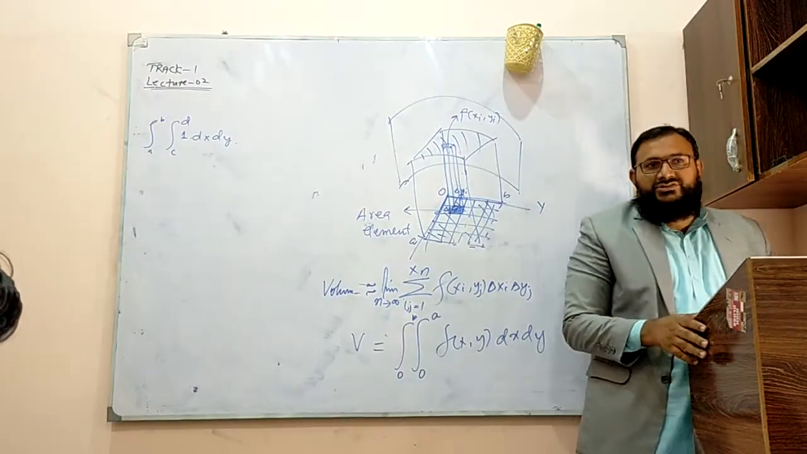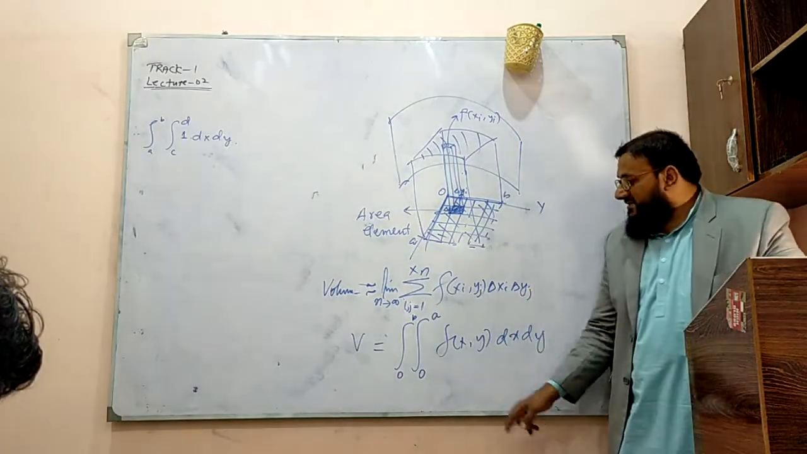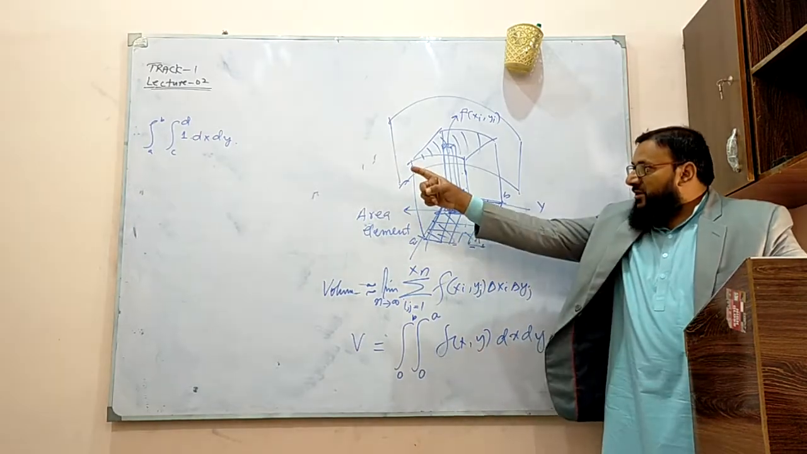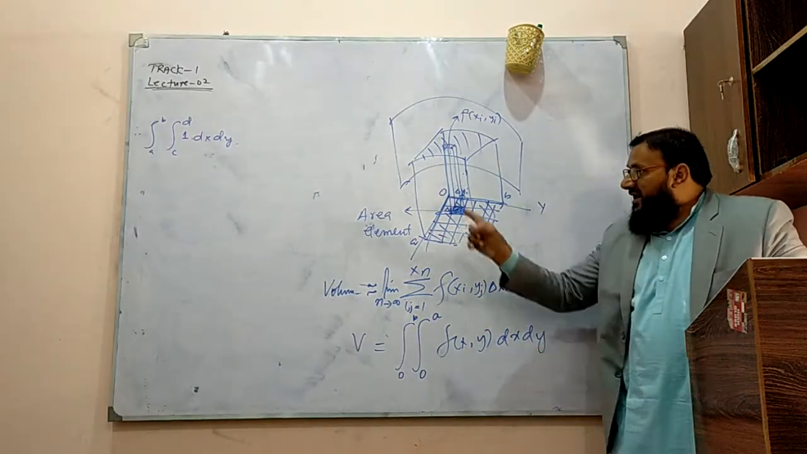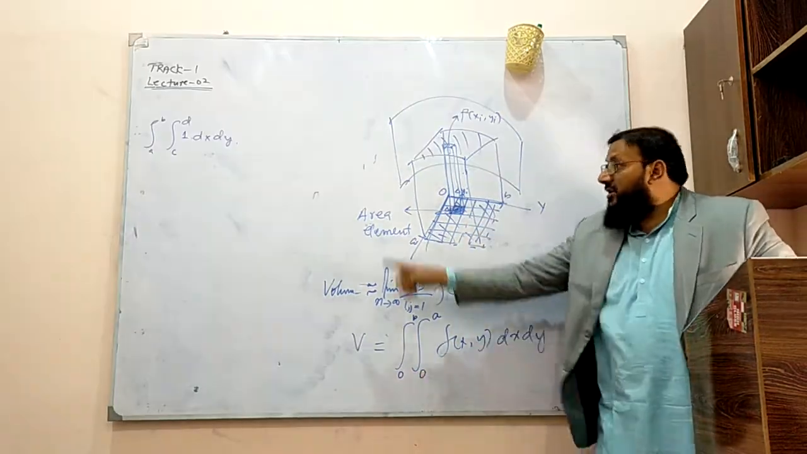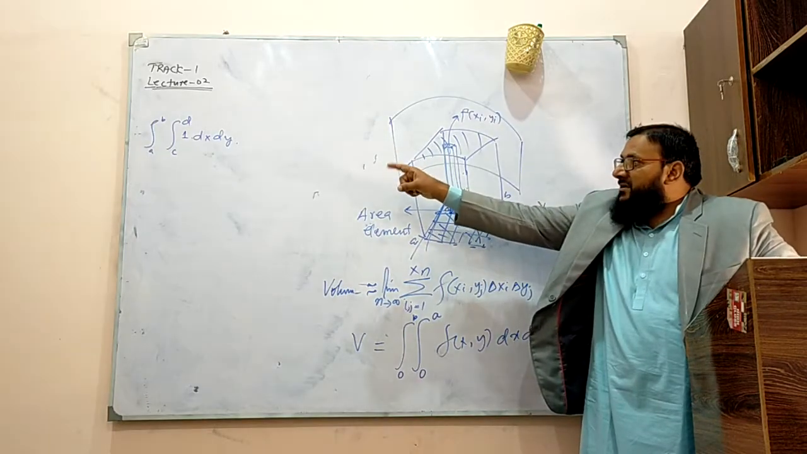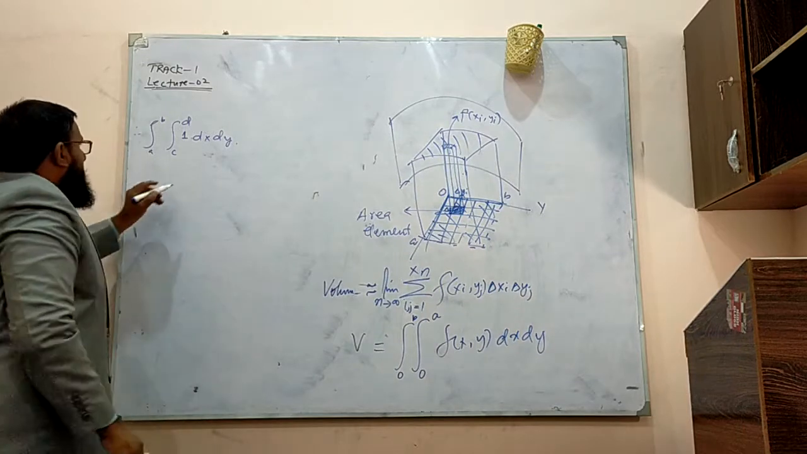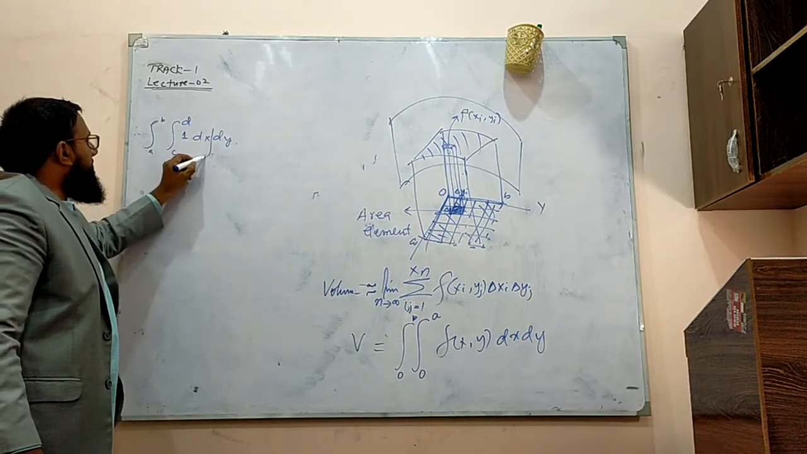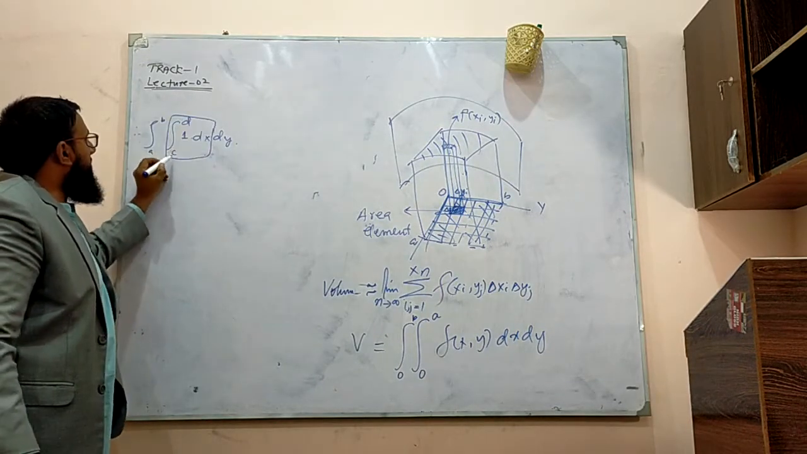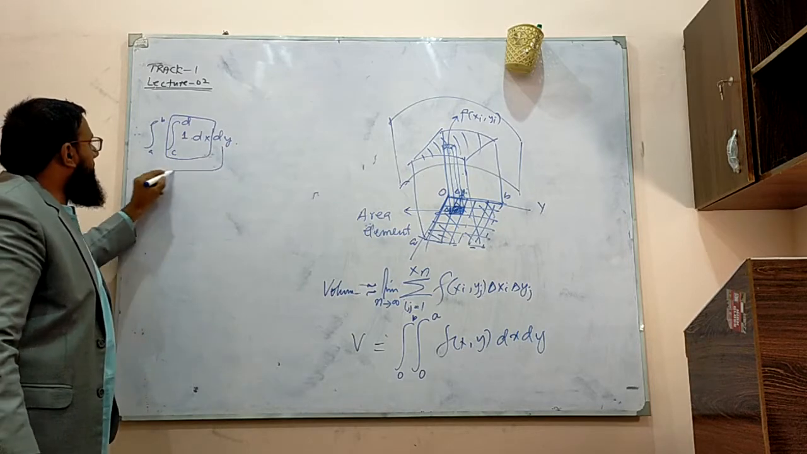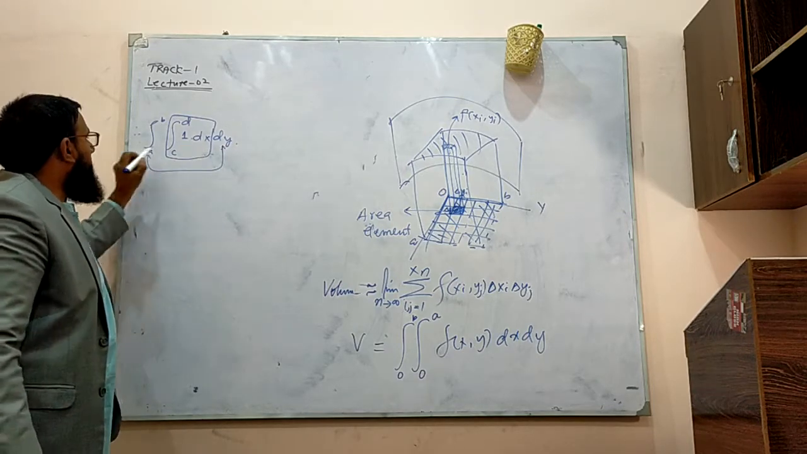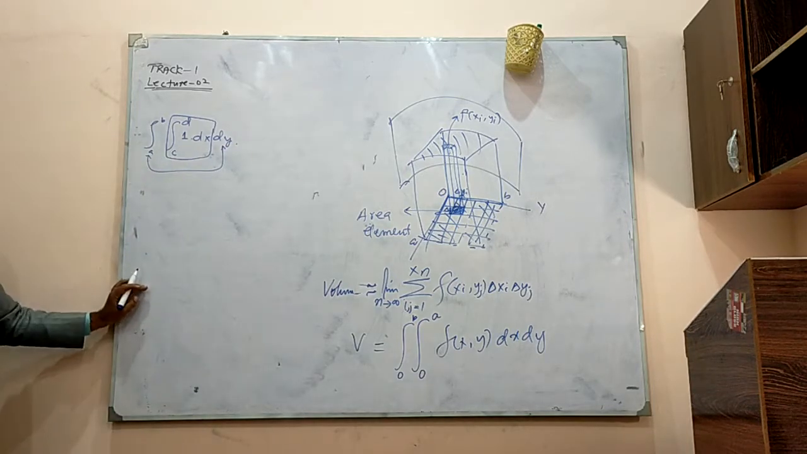Your function value is 1. F of x, y is 1, and dx dy is the same, and your limits are now from a, b and c, d. So one thing you should keep in mind: the limits for x are from c to d, and the limits for y are from a to b.